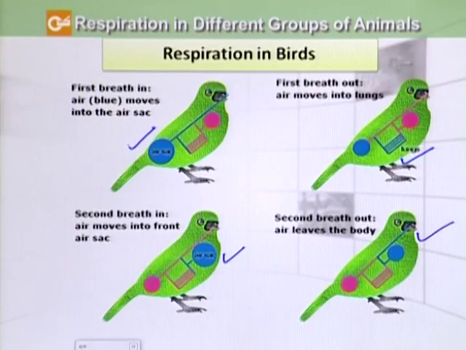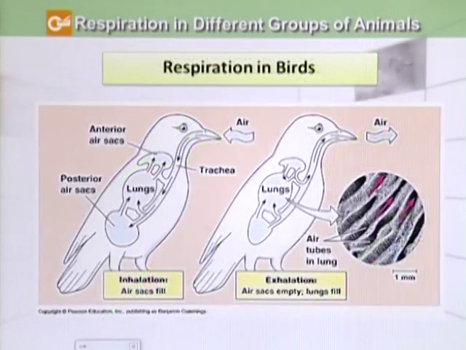So, due to this mechanism there is only a one-way flow of air, and here we can see that during inhalation these air sacs, which are the posterior air sacs, fill in, and during exhalation these air sacs are emptied and the lungs are filled and the gases are exchanged as a result. And here you can see that there are air tubes in the lungs.